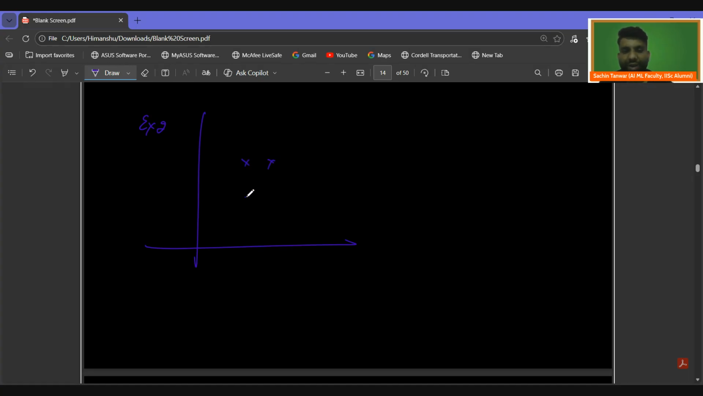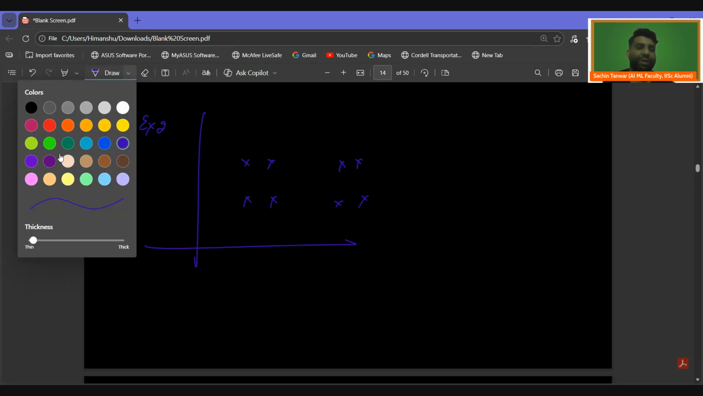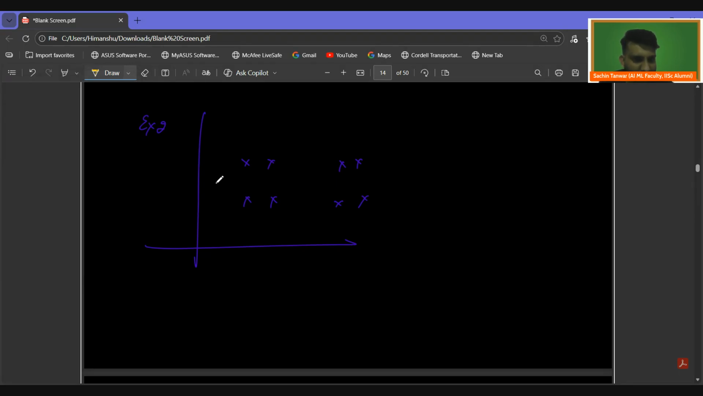Using the same training data points, I'm just showing how this varies. Let's suppose this one is the first cluster center, and let me say this is the second cluster center, just for the example. This is C2, this is C1.